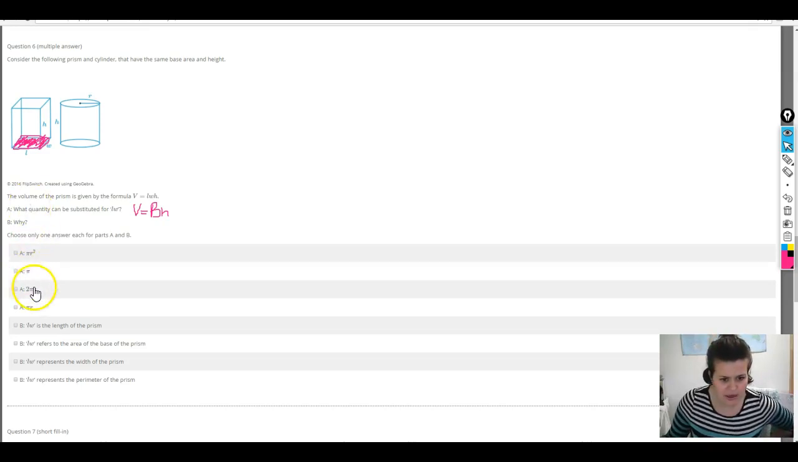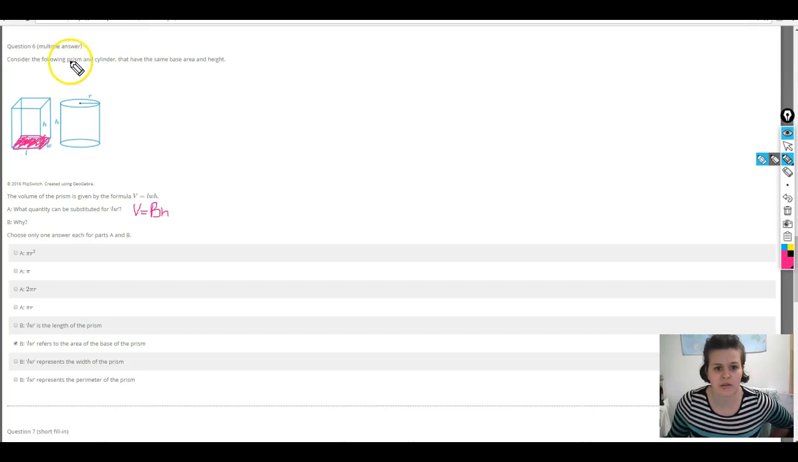Pi r squared, 2 pi r, or pi r. The length times width is the length of the prism. Length times width refers to the area of the base of the prism. That is true. And what quantity can be substituted for length times width? Oh, okay, I missed a key point.